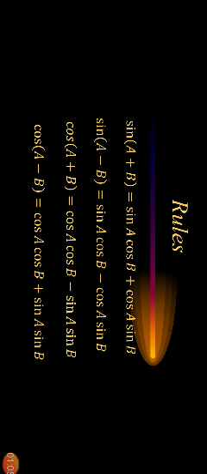Let's start studying examples. Example 1. Without using a calculator, find the value of each of the following. You must remember that you have special angles which are 30 degrees, 45 degrees and 60 degrees. First, sine 75: we will write 75 as the sum of two special angles, which are 30 plus 45.